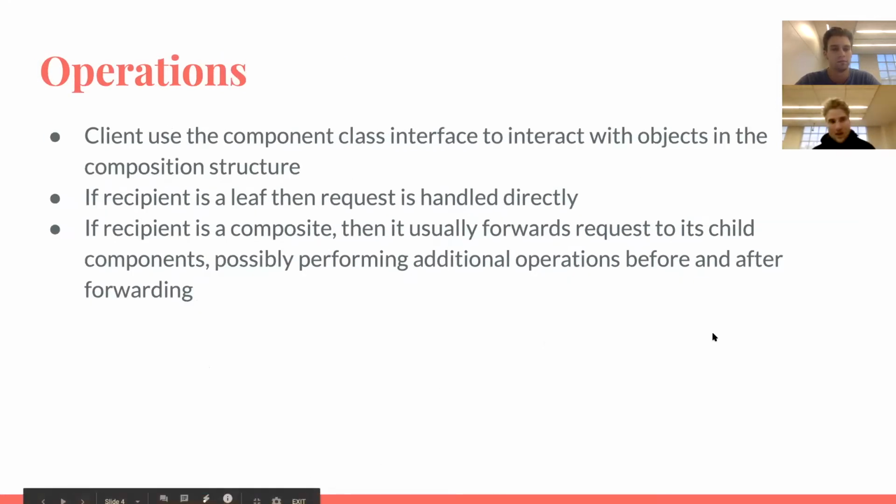So, the operations in the composite design pattern. The client uses the component class interface to interact with objects in the composition structure. This means that when you're writing the main driver program, you will only ever implement the components. If the recipient is a leaf, then the request is handled directly. If the recipient is a composite, then it usually forwards the request to its child components, possibly performing additional operations before and after forwarding the request.